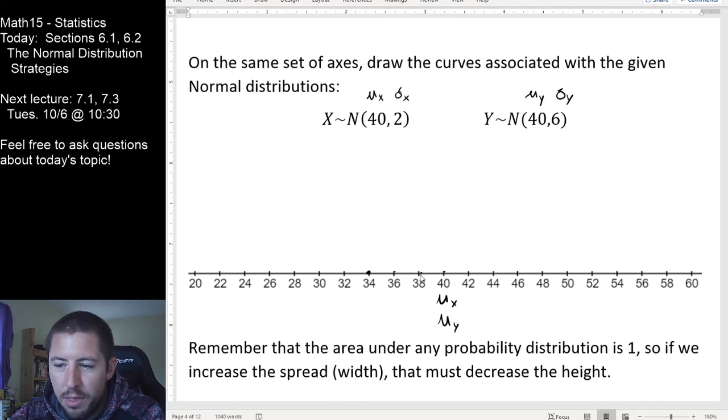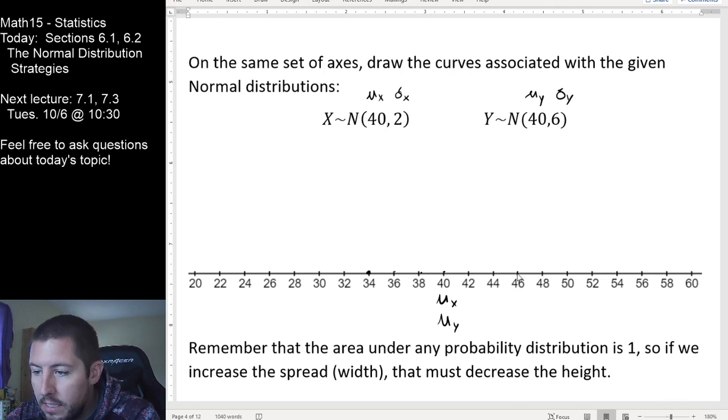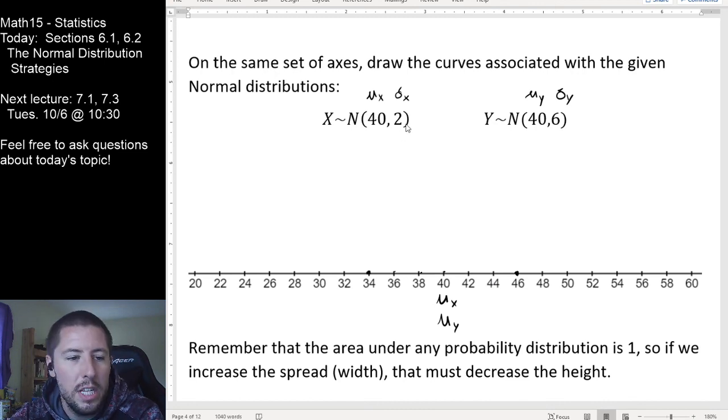So 38 is 1 standard deviation below, 36 is 2 standard deviations below, and 34 is 3 standard deviations below for x. That's not true for y, right? And similarly, we'll go 6 units above, because 6 units at 2 units per standard deviation is 3 standard deviations. So what I'm expecting to see here is that this x guy should be tall and skinny because it doesn't have a very big spread in its data. 2 is a relatively small standard deviation, at least compared to 6. And so I'm expecting to see my bell-shaped curve exist pretty much just between.